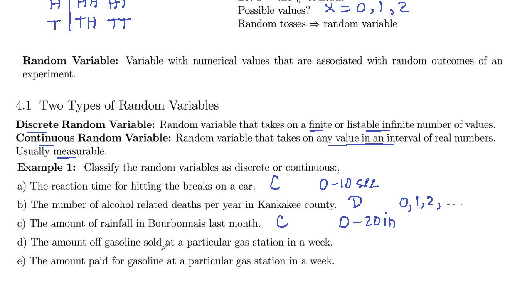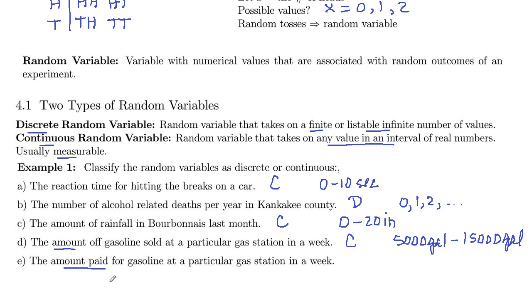The amount of gasoline sold. The amount here is going to be gallons at a particular gas station in a week. So this could be something like 5,000 gallons, but it doesn't have to be a whole number. They could sell a fraction of a gallon, and in fact, a gallon is infinitely divisible. So we could say maybe anywhere between 5,000 and 15,000 gallons, and it can take on every number in that range. So this is continuous. You measure gallons.